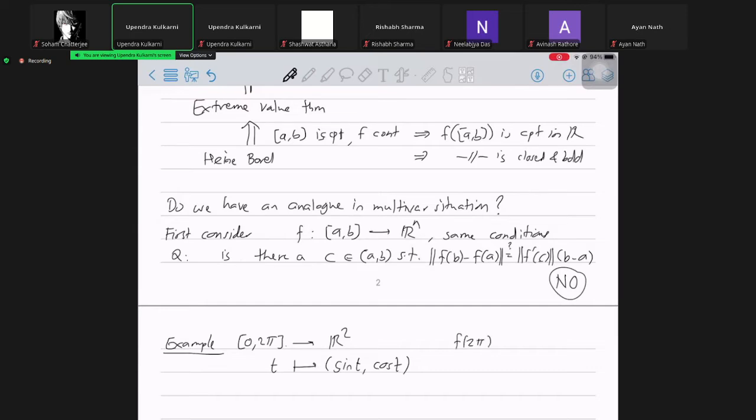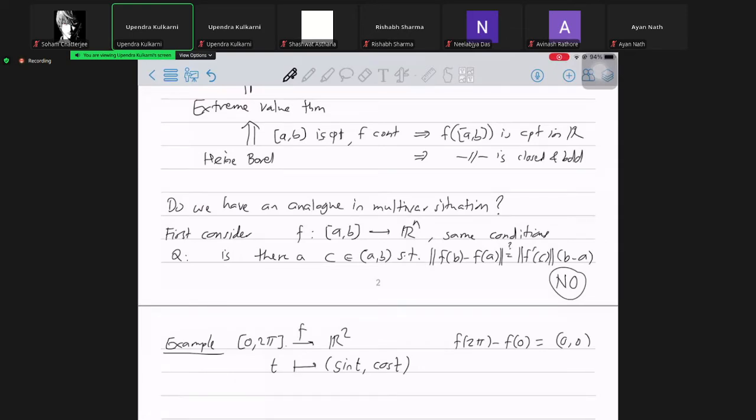F of 2 pi minus f of 0. What is that? Zero. It's the zero vector, right? So I will just write 0, comma 0. So what this is saying is that the derivative should be 0 somewhere because b minus a is 2 pi, right? But what is the derivative?